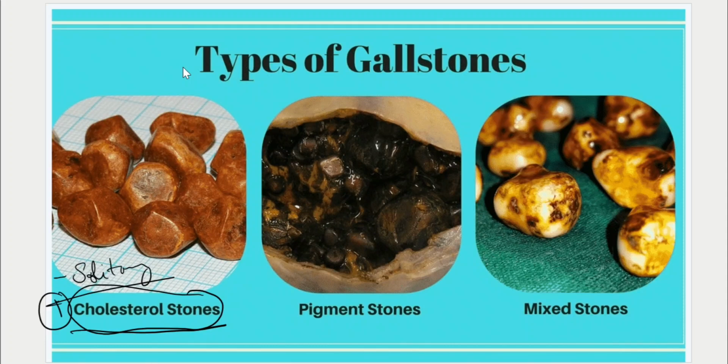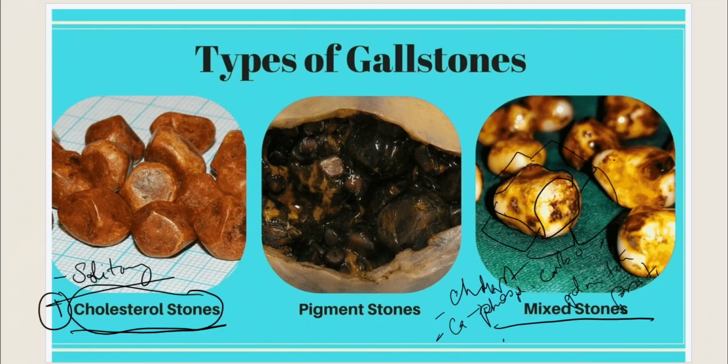Mixed stones are most common in our country. The third picture you can see, it contains cholesterol. So mixed stones contain cholesterol and calcium salts of phosphate, carbonate, palmitate. Then it also contains proteins. These mixed stones are multifaceted. Can you see? The stones are in a compact space, so they are multifaceted. Impressions you can see here, they are multifaceted.